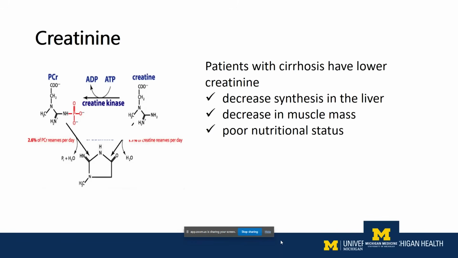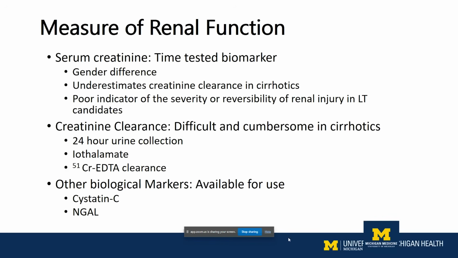Why do we use creatinine to assess the kidney function? Because it is produced at a constant rate based on muscle mass. So it has implications in patients with cirrhosis. Patients with cirrhosis have decreased synthetic function of the liver, so the serum creatinine is relatively lower than compared to those patients who don't have cirrhosis because of the decrease in muscle mass, poor nutritional status, and decrease synthetic function of the liver.